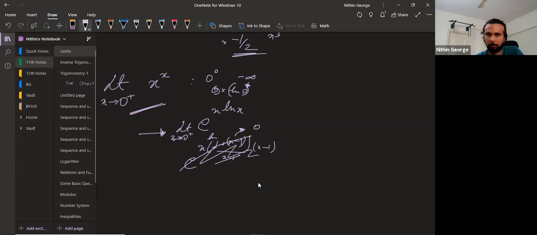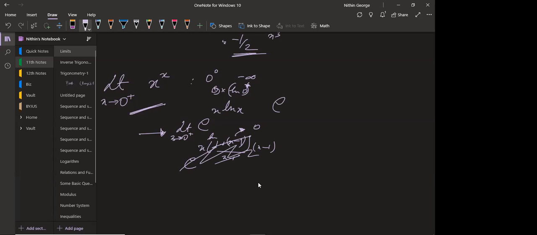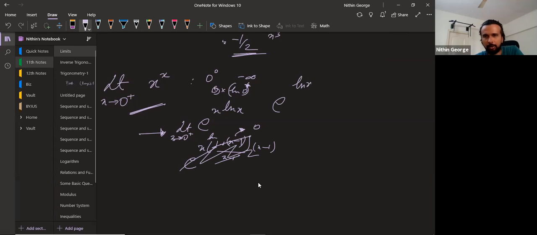Right, so don't worry. What you can do here is e power x into ln x. So you can write that as ln x divided by 1 by x, limit x tends to 0 plus. Now I'll simply differentiate both the sides, numerator and denominator, L'Hopital's rule. 1 by x over minus 1 by x square. So you'll get e power minus x, limit x tends to 0, which is e power 0, which further becomes 1.